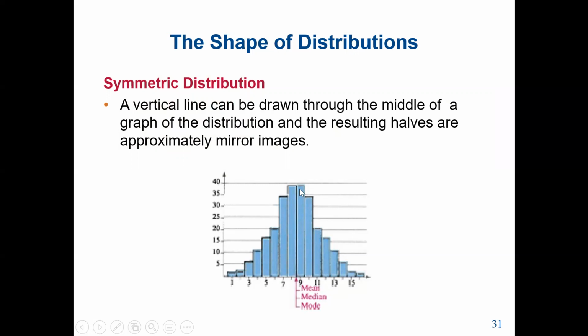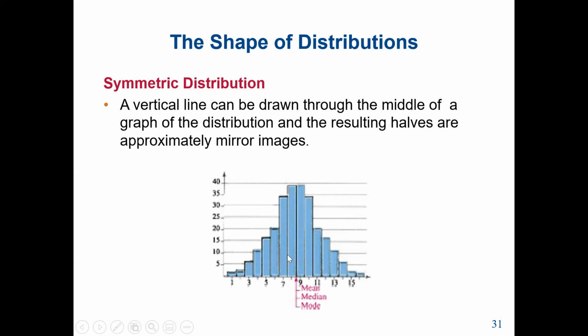Here we can see the center is where we have the mean, median, and mode. To the left and the right, they are the same. That's why it's called symmetric distribution. A vertical line can be drawn through the middle of the graph of a distribution, and the resulting halves are approximately mirror images. One thing we should consider is that in a symmetric distribution, the mean is equal to the median. So if you are looking for the skewness, the answer will be 0. We will talk about this in future lectures.